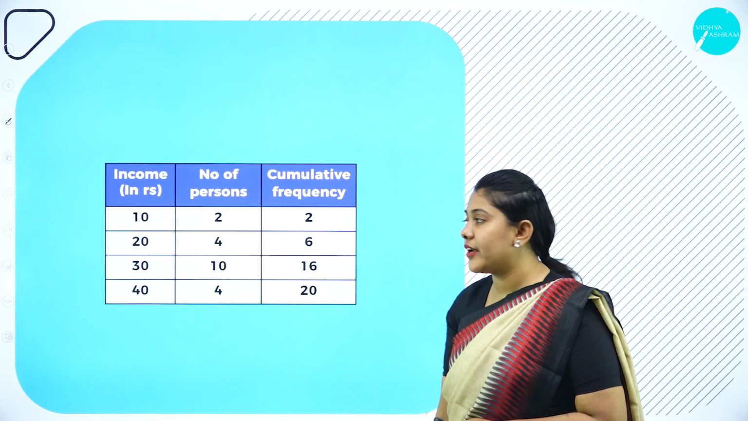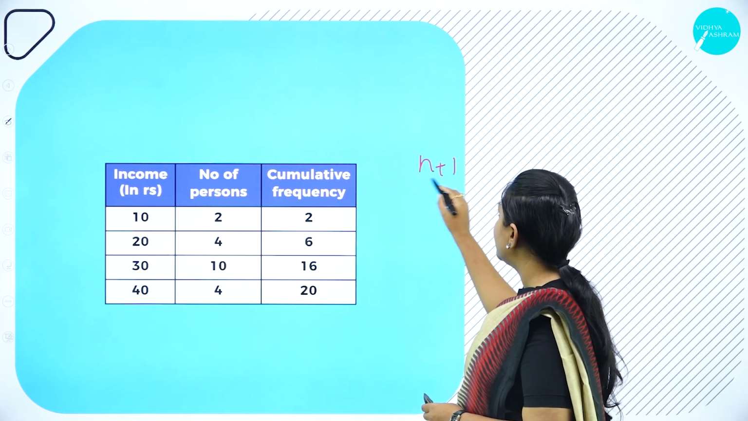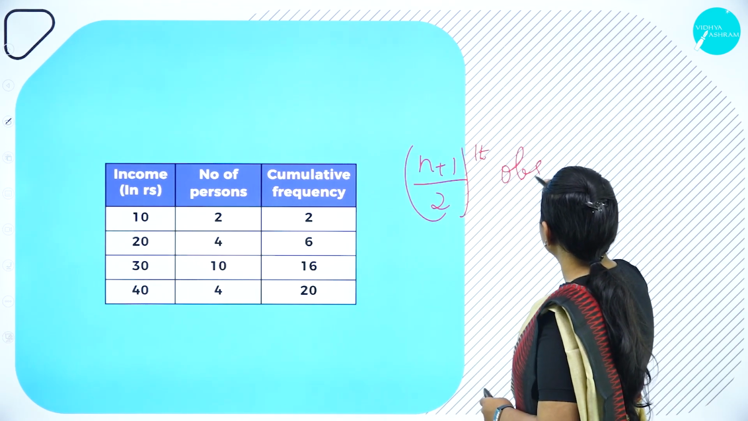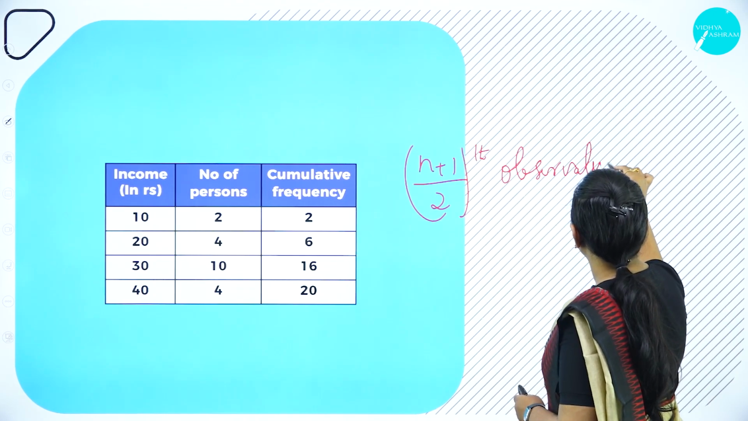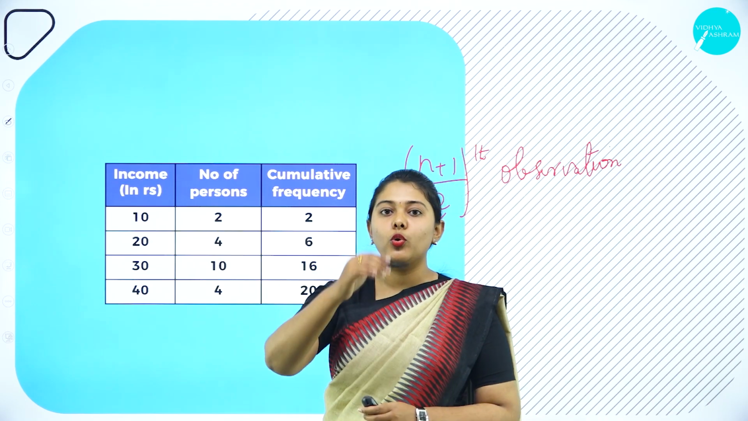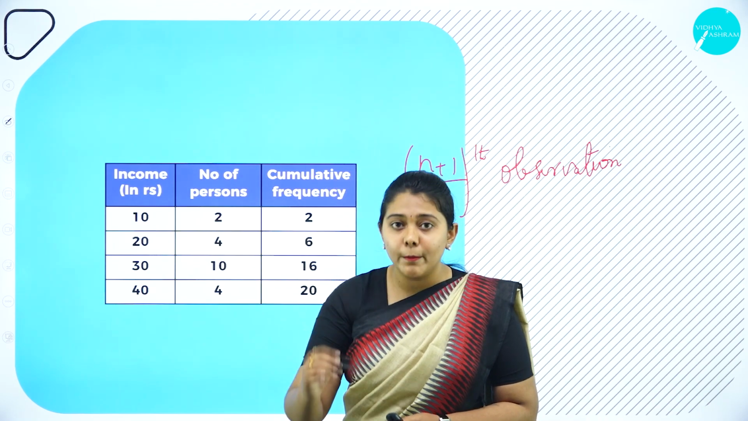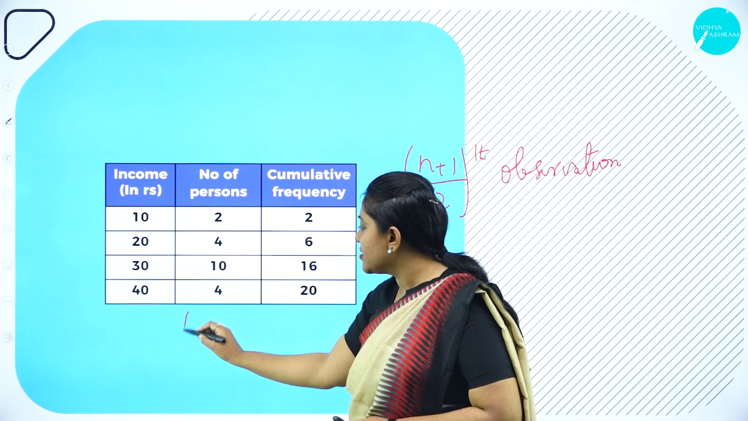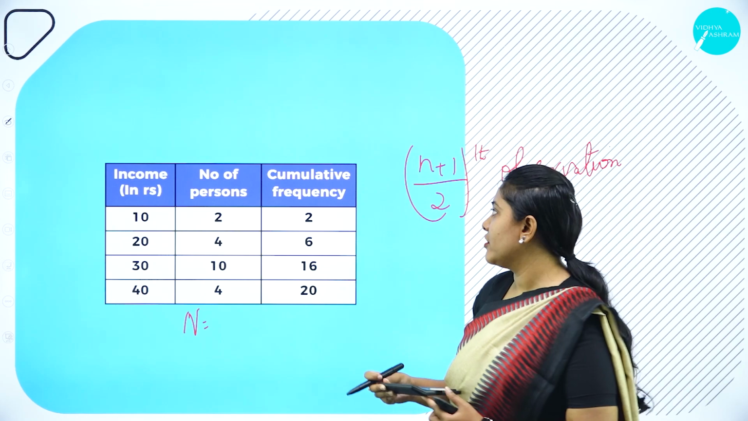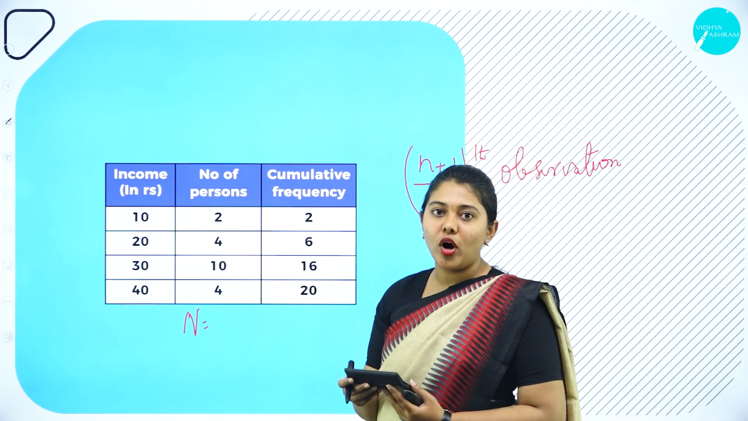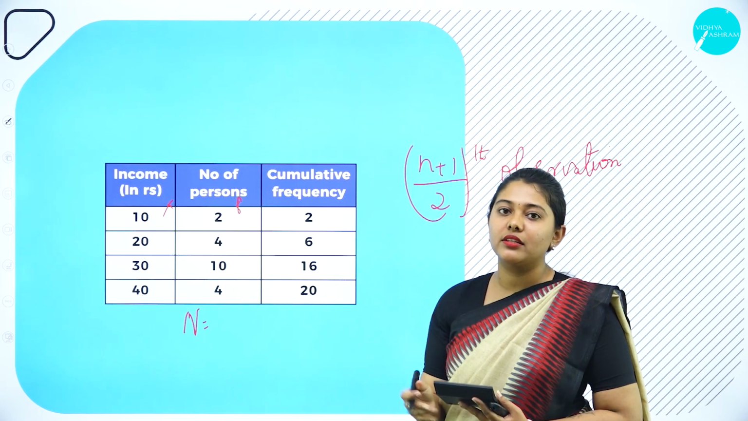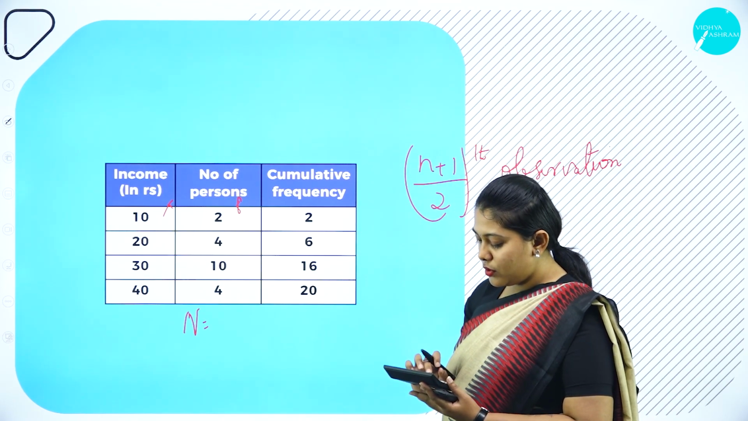So what is the formula now? (N plus 1) divided by 2 observation. So how do we find n now? In the X series, we used to count the number of observations. But here we have to add the number of persons that is given in the question. This is F, this is X. So if we add this, we will get the number of observations.